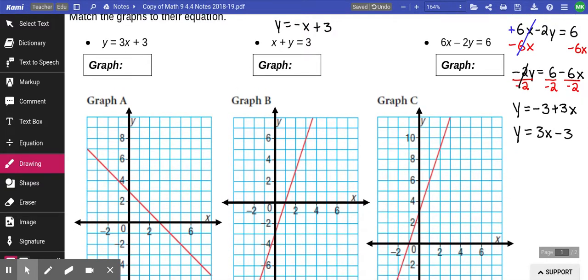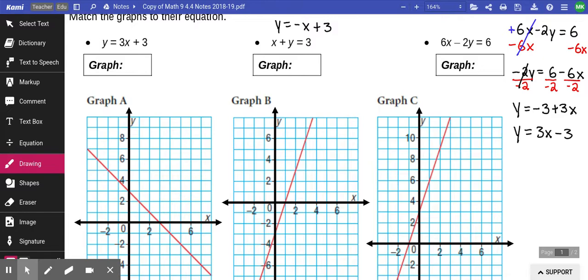And we're going to try to match up these graphs with these equations. And I'm going to try to do it without having to actually calculate anything. I'm just going to use a little bit of problem solving. Okay. First thing I'm going to do, I'm going to look at graphs A, B, and C, and I'm going to look at what's different about them.